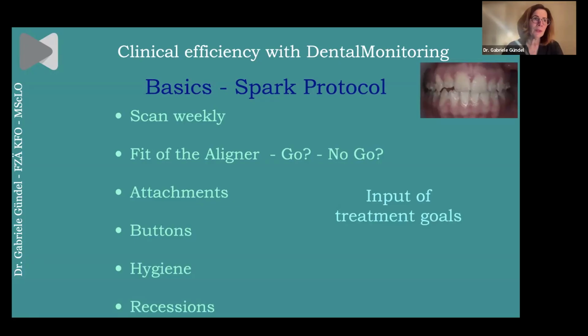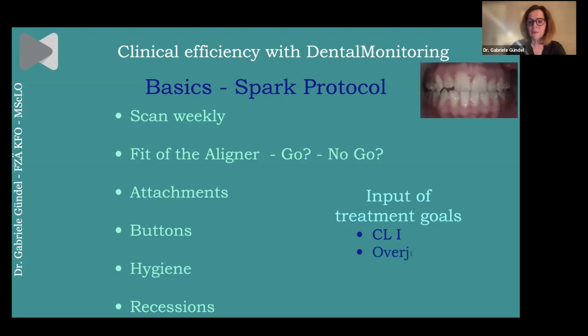Recessions is the most important topic for me to consider, because I would really like to know if there is a recession coming up, especially in aligner therapy. And I can follow the weekly scans and I can determine the time when a recession starts to develop. And then we have to react very, very quickly, not to wait until the patient is coming back after 8, 10, or 12 weeks.